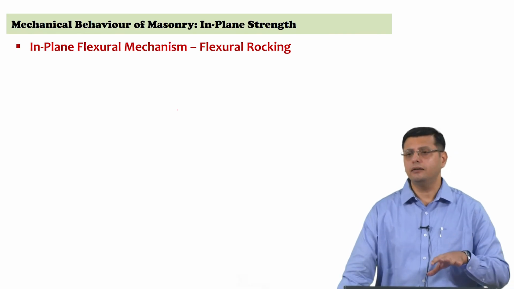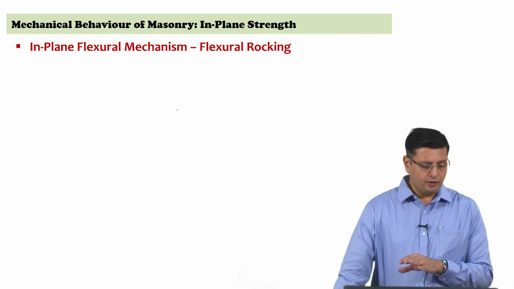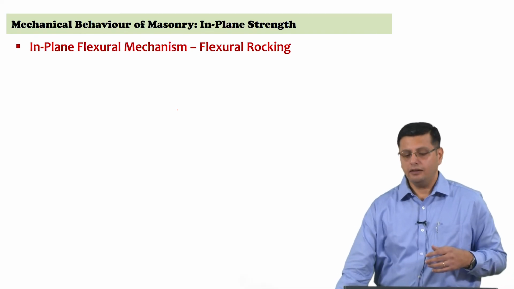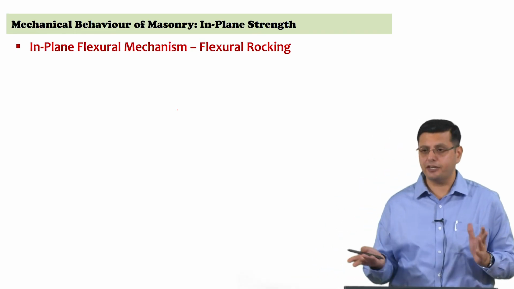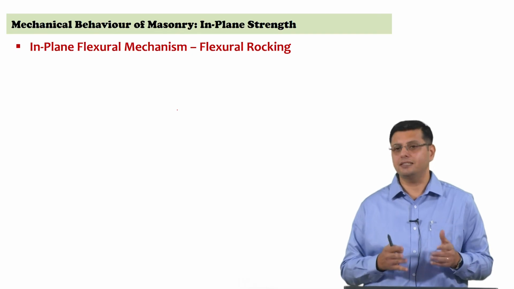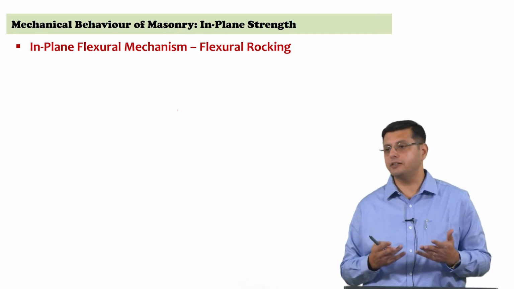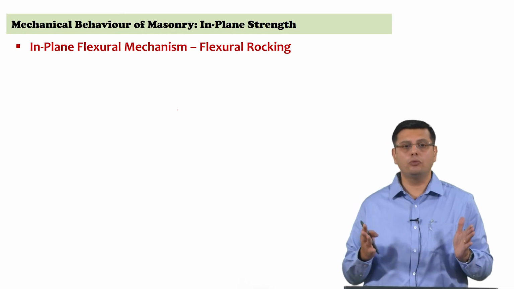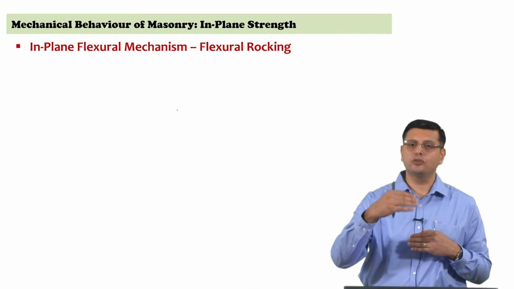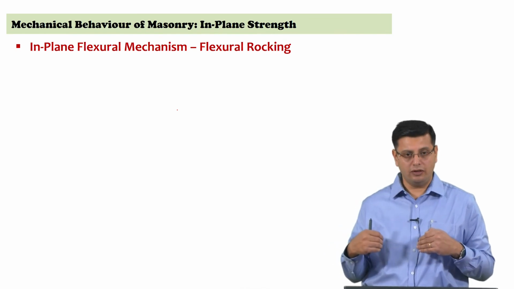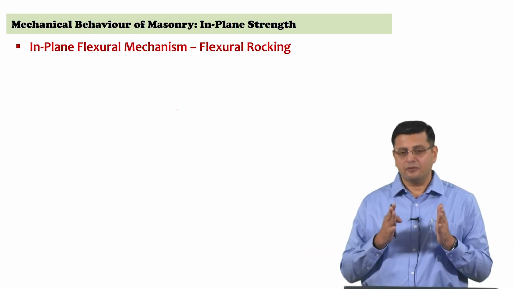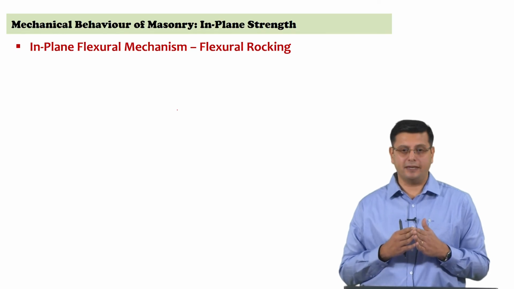There is a special case of this flexural mechanism, which is if the aspect ratio of the wall is such that the wall is still going to be dominated by flexural mechanisms. Let us assume the wall is of an aspect ratio such that the height of the wall is much larger than the length of the wall. So, it is a slender wall, not a squat wall. When it is a slender wall, most often it is going to be dominated by flexural mechanisms.